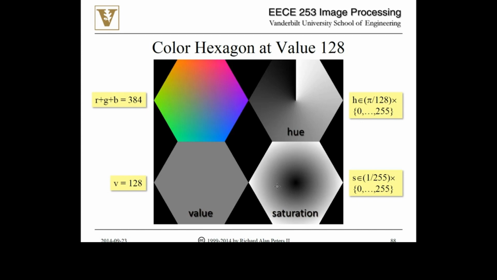And then for any color within this hexagon, you know that the middle is a gray point. So how far you are from the middle is your saturation. So this is the saturation, how far you are from the middle. And here it has been represented as 1 over 255. You know that the maximum is 255.